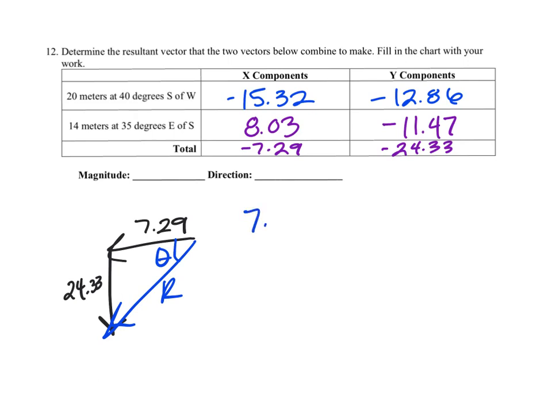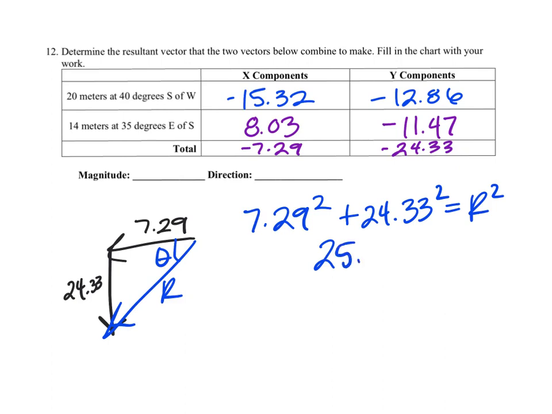So Pythagorean theorem, 7.29 squared plus 24.33 squared will give you r squared. Ultimately, when you work all of that out, you should end up with 25.4 meters.